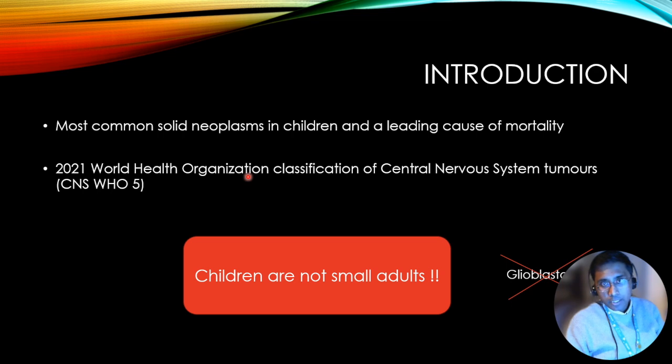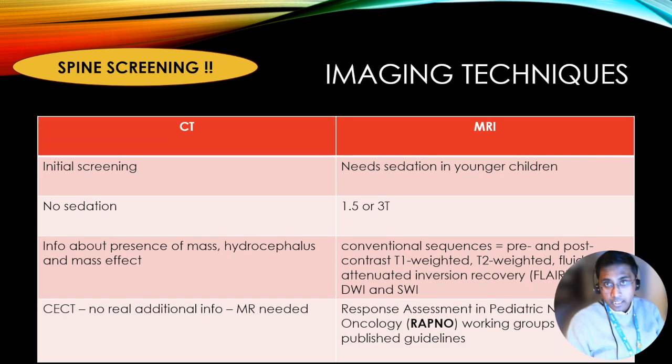It's very important that we remember that children are not small adults, and terminology such as glioblastoma in adults is not really applicable in children. Also, the pattern of post-contrast enhancement and diffusion restriction is not the same as in adults. So we can have highly restricting tumors without any post-contrast enhancement. Those can be high grade in children. That may not be the case in adults.